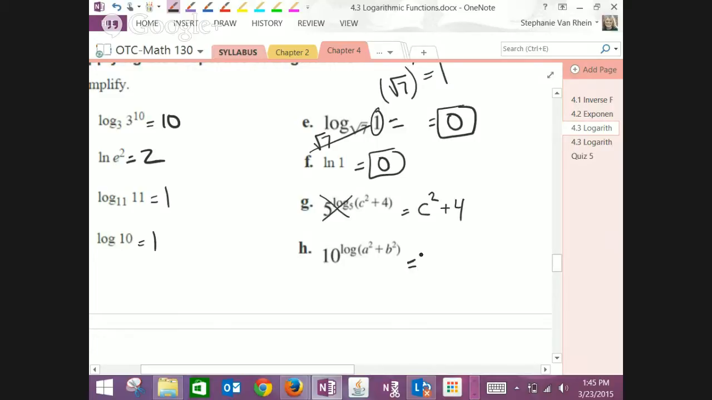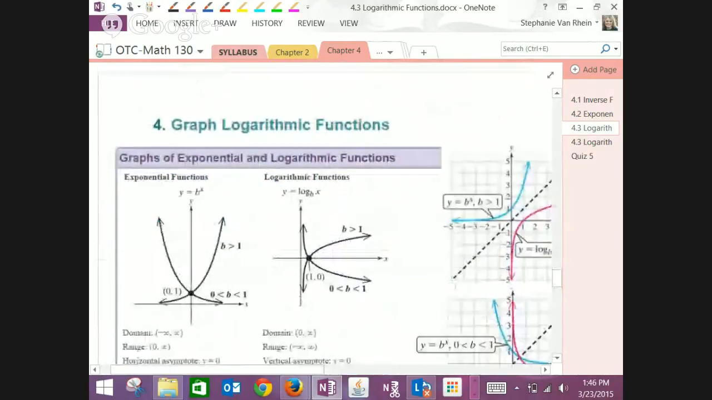What about 10 to the log of a squared plus b squared? A squared plus b squared. So these two are really kind of foreshadowing 4.5 when you have to solve for a or solve for c. Eventually, that's what we're going to get to, these equations.